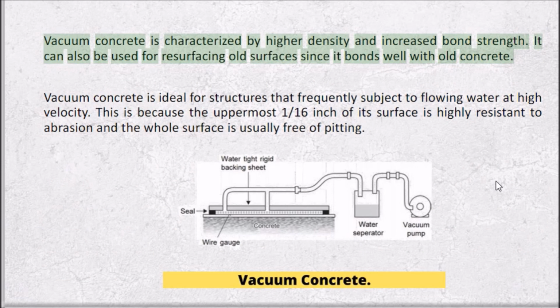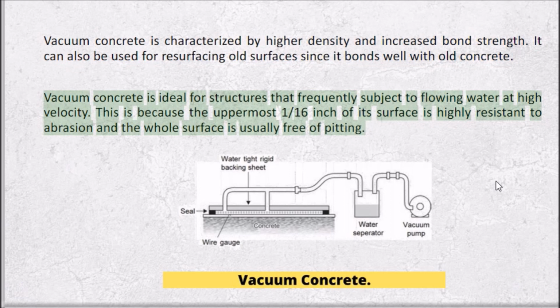Vacuum concrete is characterized by higher density and increased bond strength. It can also be used for resurfacing old surfaces since it bonds well with old concrete. Vacuum concrete is ideal for structures that are frequently subject to flowing water at high velocity. This is because the uppermost 1/16 inch of its surface is highly resistant to abrasion and the whole surface is usually free of pitting.